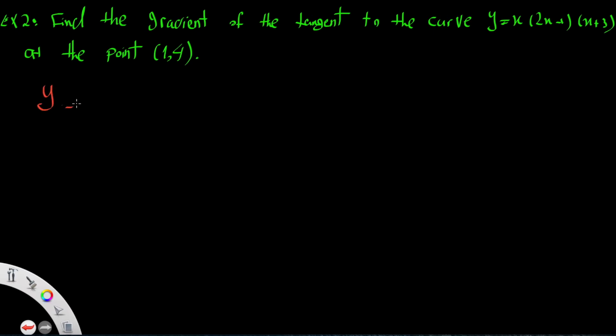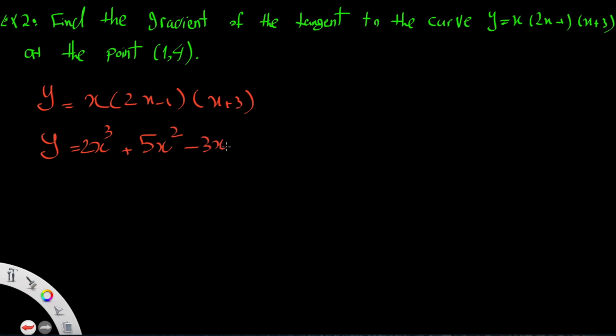I first expand x times (2x minus 1) times (x plus 3). Then it will be 2x cubed plus 5x squared minus 3x. First you multiply these two, x by (2x minus 1), which will be 2x squared minus x, then multiplying by (x plus 3). At the end it will give you this expression.